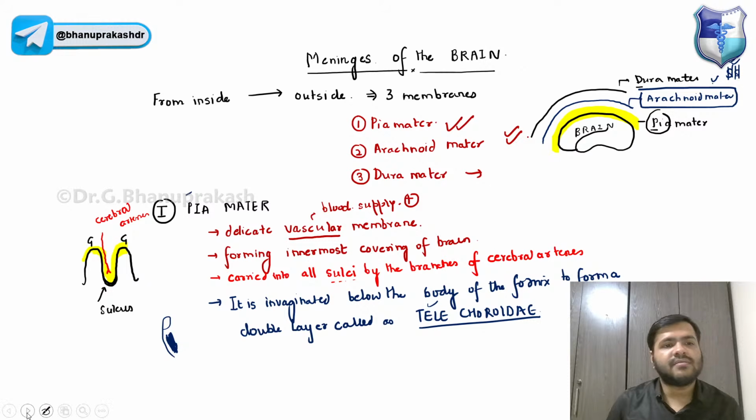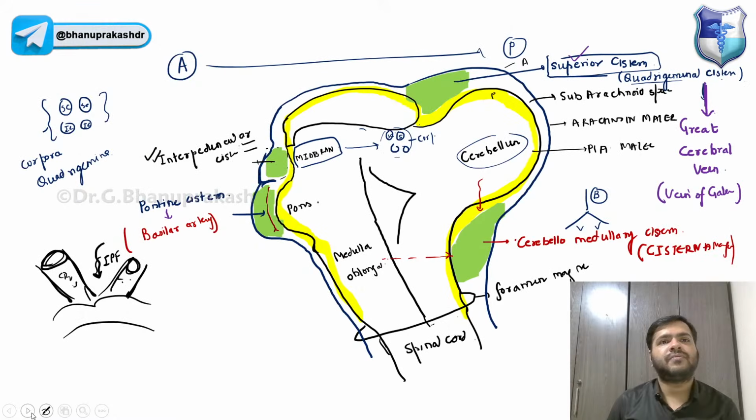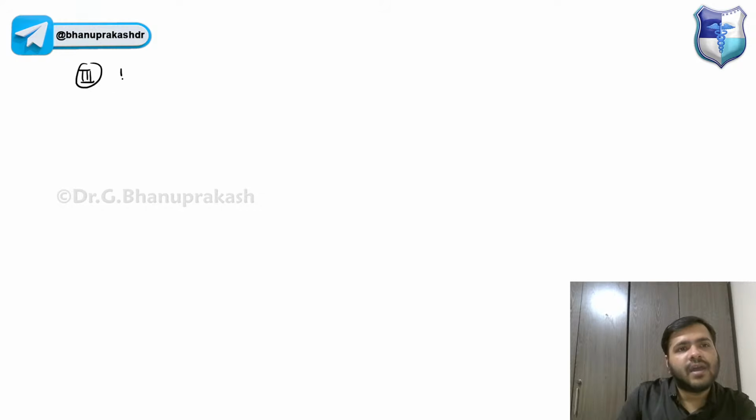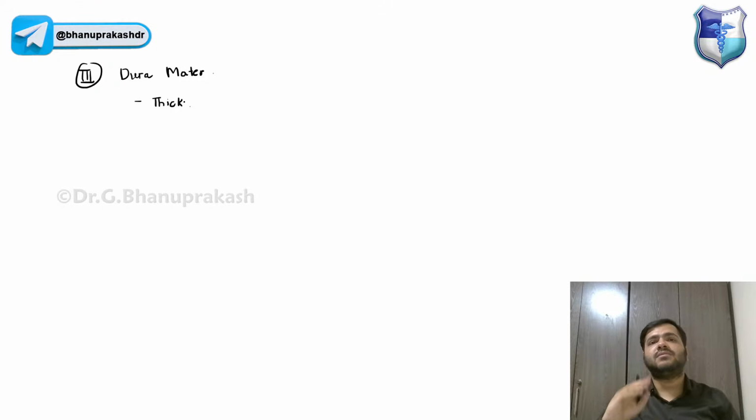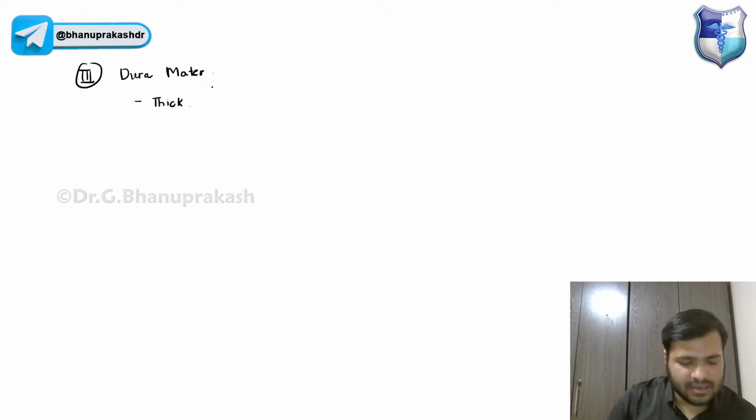Yes, let us discuss the dura mater now. The third one, that is the dura mater, and we have to just focus a little over here. Remember, it is a thick membrane, guys. The former two, the pia mater and the arachnoid mater, are comparatively thin as compared to the dura mater. Yes, it is thicker. So it is a thick membrane.